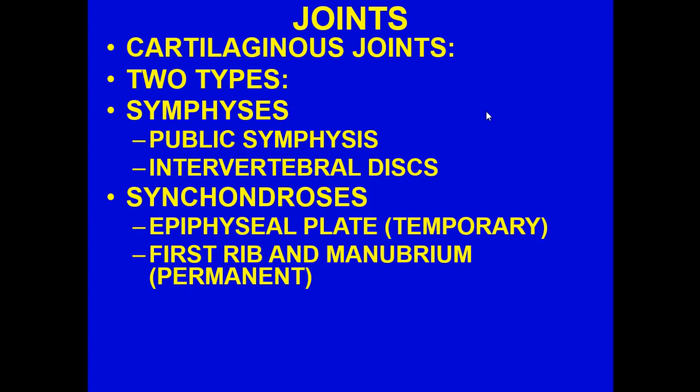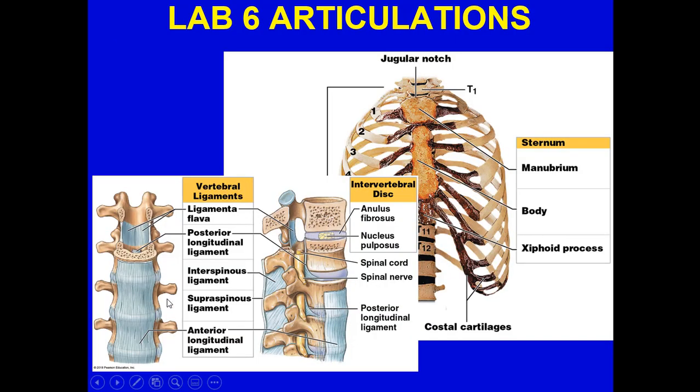The synchondroses: this is the epiphyseal plate that you see, which is temporary but exists between the epiphyseal part of the bone and the diaphysis. Also, you have something more permanent, and that's the first rib and the manubrium. So, here's the first rib over here, and you have the manubrium up here, okay?